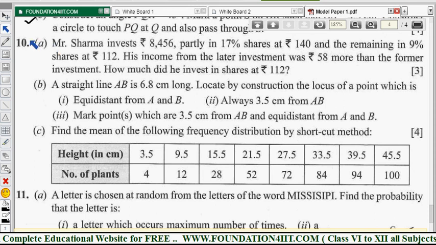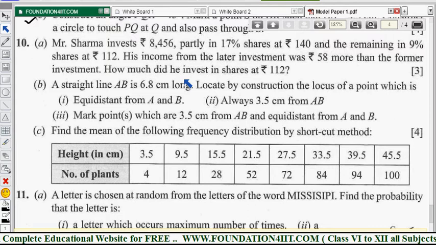So in question number 10, the first question is from shares and dividend problem. Then we'll see one by one. Mr. Sharma invests 8,456 partially in 17% shares at 140 and the remaining in 9% shares at 112. His income from the later investment was 58 rupees more than from the former investment. How much did he invest in shares at rupees 112?